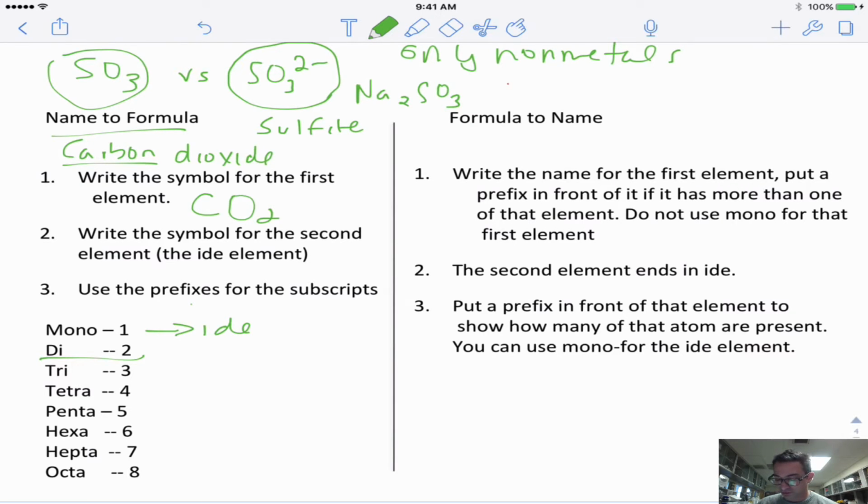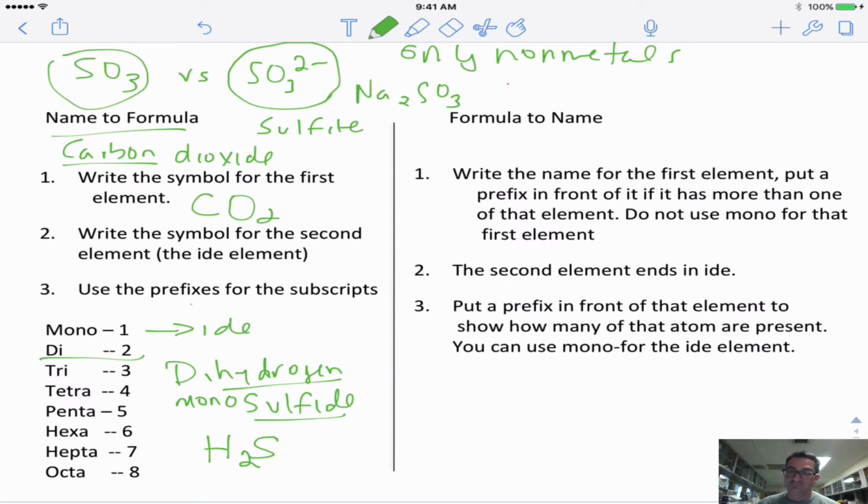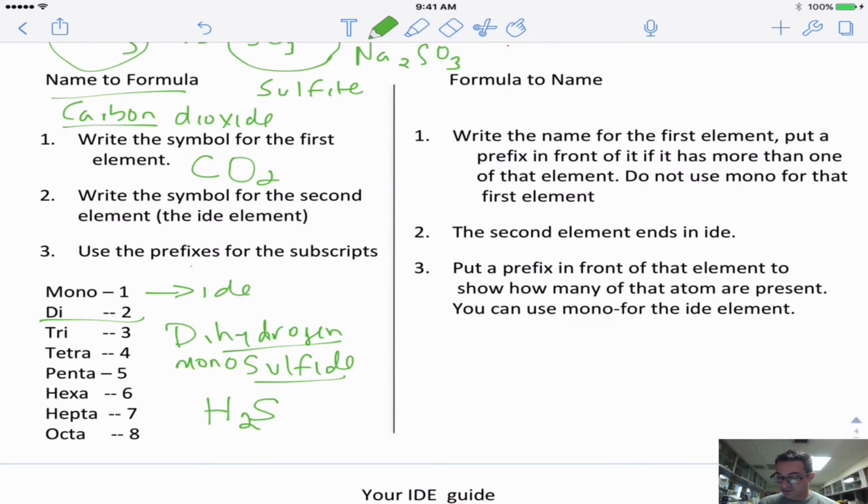So let's try another one. Let's try something like dihydrogen sulfide. And this would actually probably be dihydrogen monosulfide. So dihydrogen, we'd have H for hydrogen. Sulfide, we'd have S. And now dihydrogen, we'd have 2 H's and 1 S. Mono is 1 S. So this is our naming for name to formula. Here are the prefixes: mono, di, tri, tetra, penta, hexa, hepta, and octa. I go up to 8.